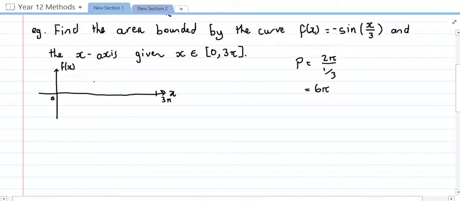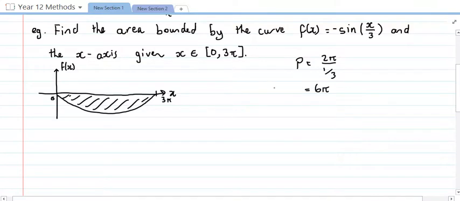Now, it's a negative sine function, which means that from the origin it's going to go down first, and then come back up, and then it would continue on for the other half of the function out there somewhere. But I can just sketch this pretty roughly. That's what I'm looking at, and I'm trying to find this area in here.